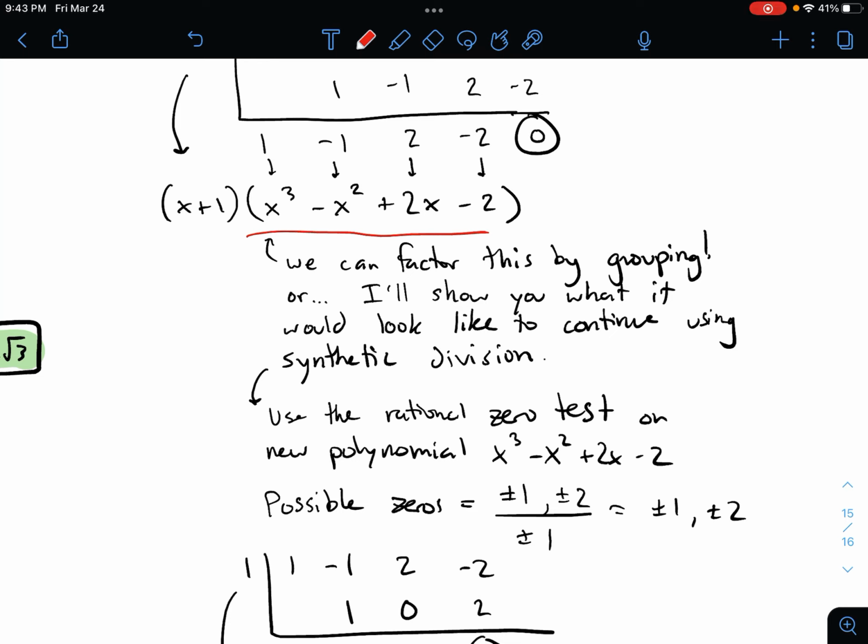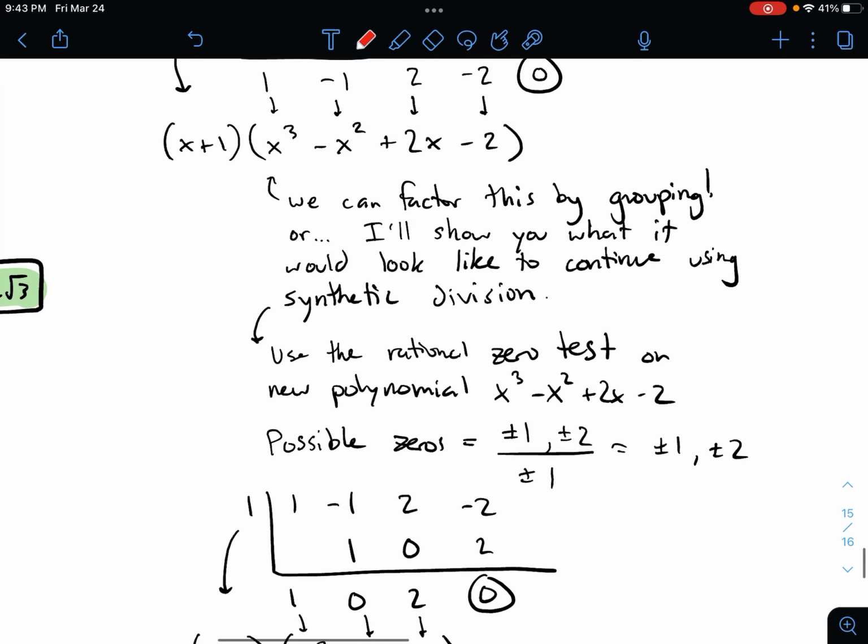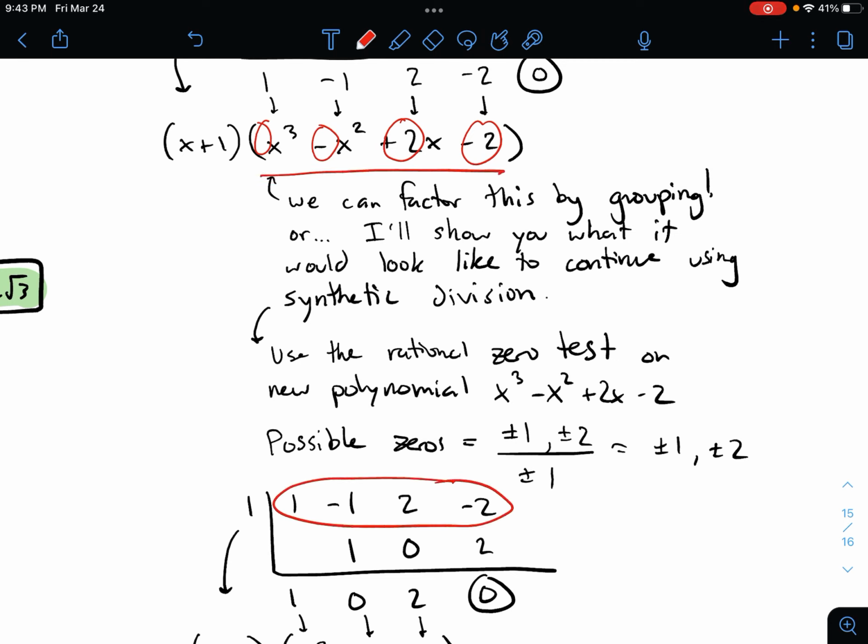All right. So I'm going to do it again where I have to use synthetic division one more time, even though I could use grouping. So what I do is I'm looking at my coefficients, right? A 1, a -1, a 2, and a -2. So those are my new coefficients that I put in this top row, because now I'm trying to figure out how can I take this polynomial that we have up here in the red and reduce that even further.